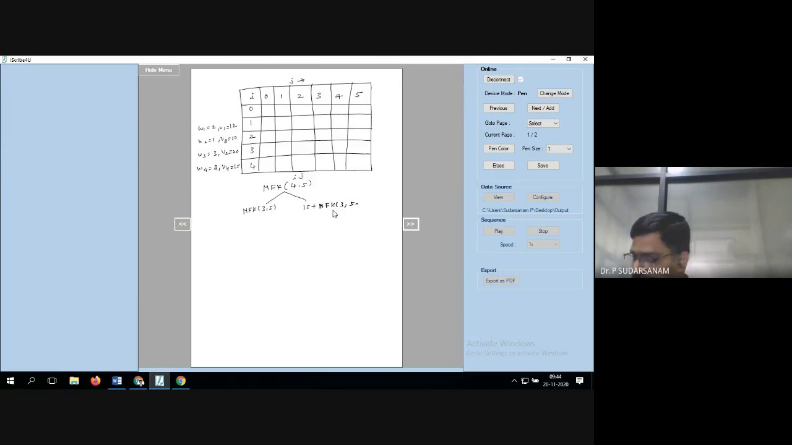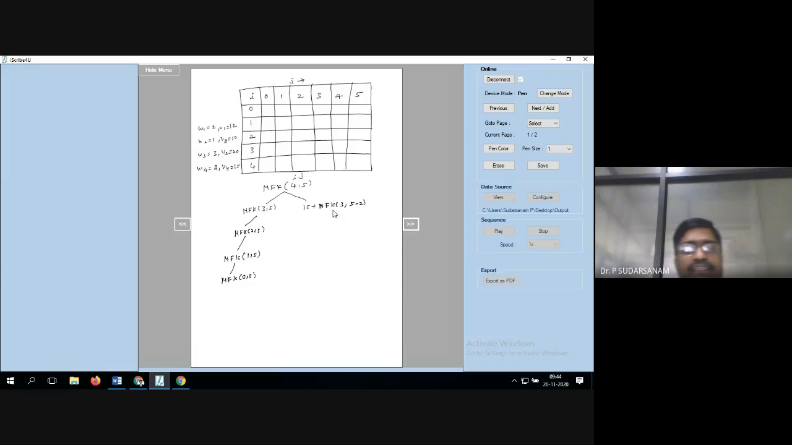J minus w of I is nothing but 2. One value you can write it here. Later you can write it directly. Now this is 1. Now what will happen? Now you have to go for leftmost. So this is nothing but the mfk of 2 comma 5. Now mfk of 1 comma 5, mfk of 0 comma 5.